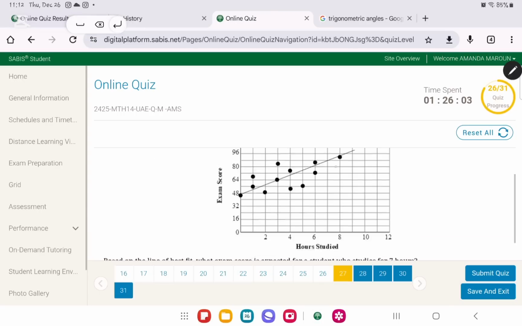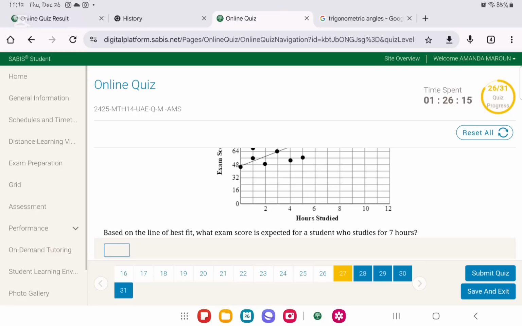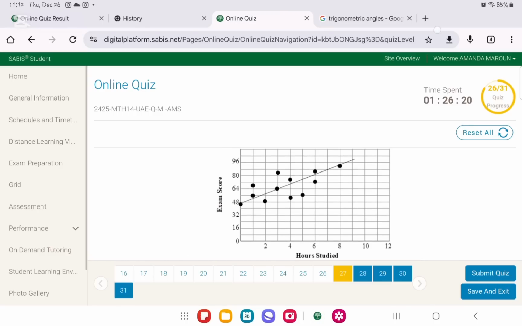Moving on to question number 27, they told us the scatter plot below displays the scores 12 students obtained on a test versus the number of hours each spent studying for the test. Based on the line of best fit, what exam score is expected for a student who studies for 7 hours?